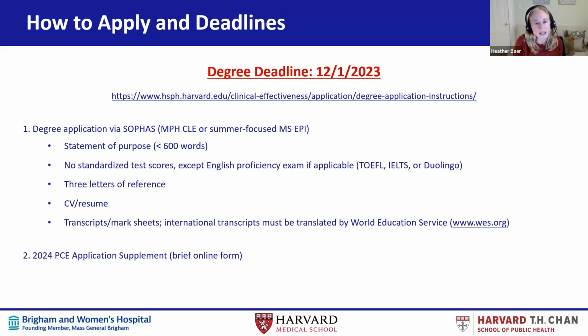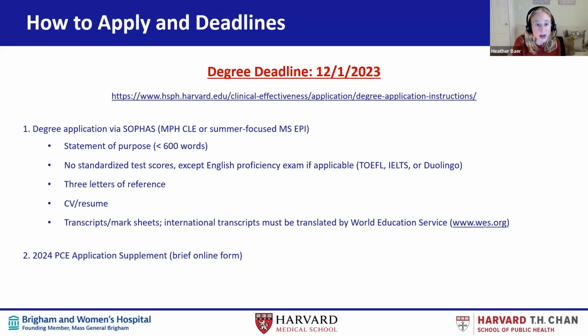But essentially what you need to do is apply via SOPHAS, which is the online application system that's used by schools of public health. So there's a degree application. When you complete the degree application in SOPHAS, you would indicate which program you're applying to, so which field of study. And then these are the basic components that are included in the application. So all students need to write a statement of purpose that's less than 600 words.